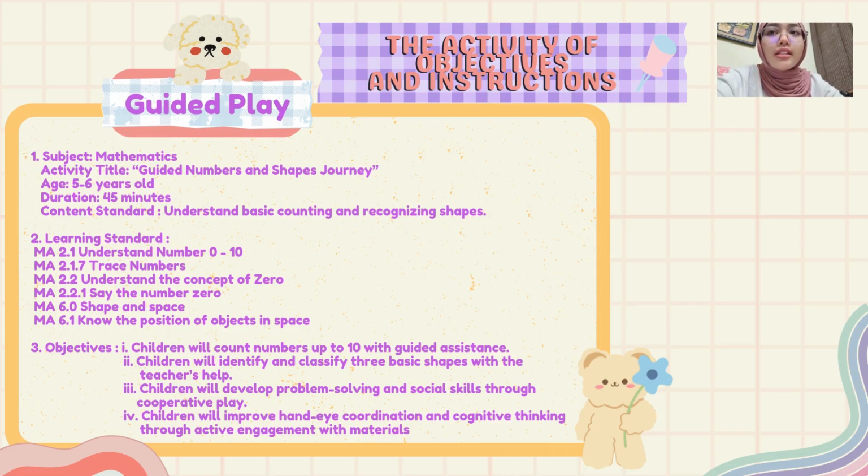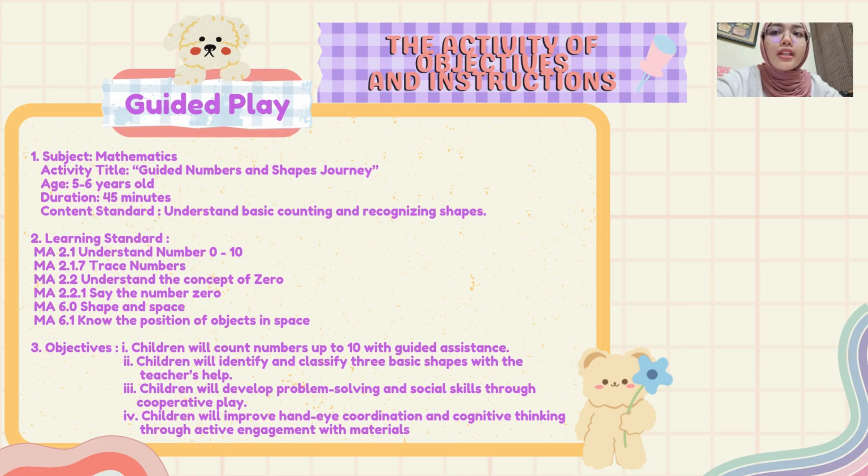Number 2 is the learning standard. The learning standards that we use are MA 2.1, understand numbers 0 until 10; MA 2.1.7, trace number; MA 2.2, understand the concept of zero; MA 2.2.1, say the number 0; MA 6.0, shape and space; MA 6.1, know the position of object in space.